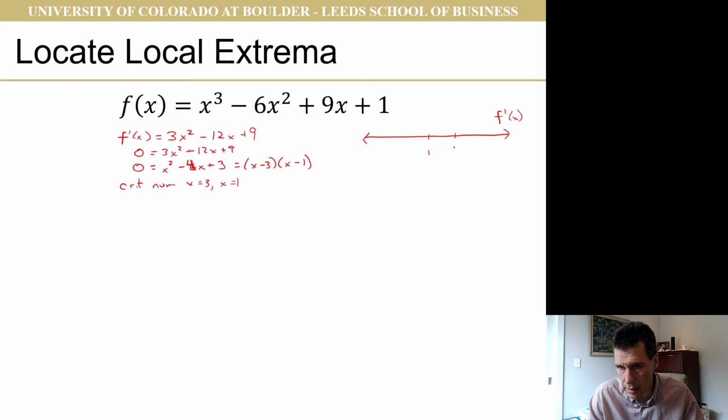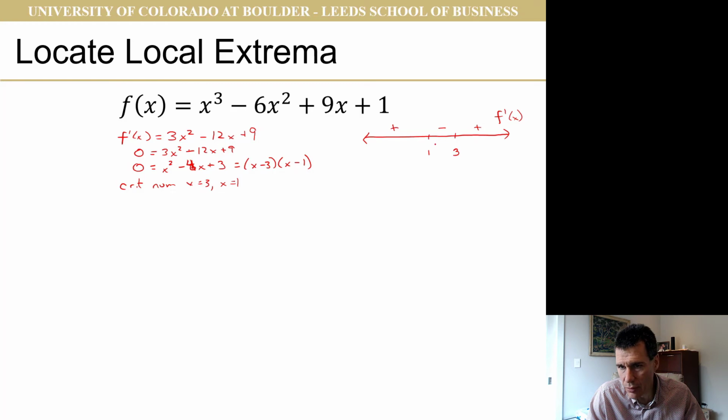1 and 3. All right, let's put in a really big negative number. If we put a really big negative number into the first derivative, we're going to have a positive number. Put a really big positive number into the first derivative, we're going to have a positive number. Choose a number between 1 and 3. How about 2? 3 times 4 is 12, minus 24 plus 9, that's negative.